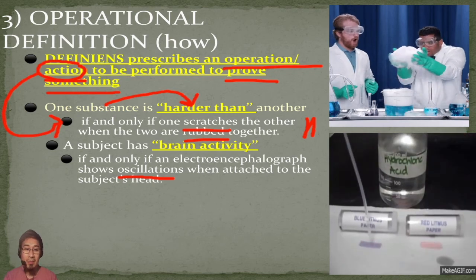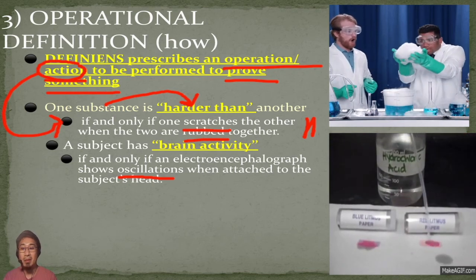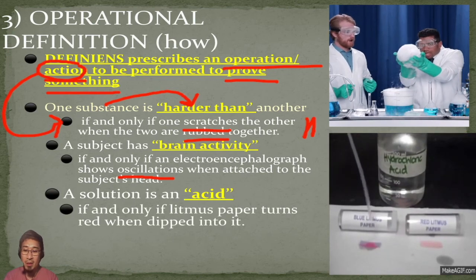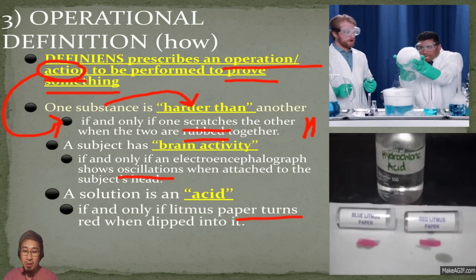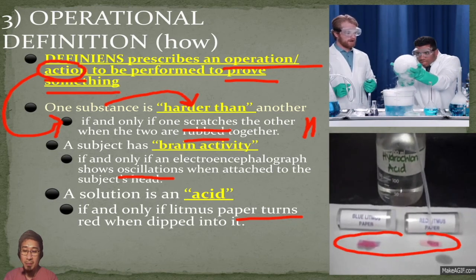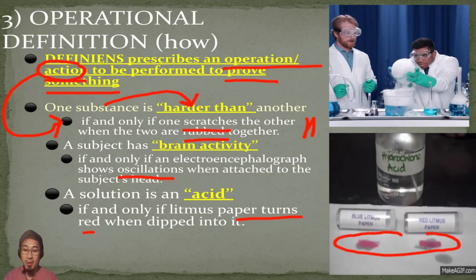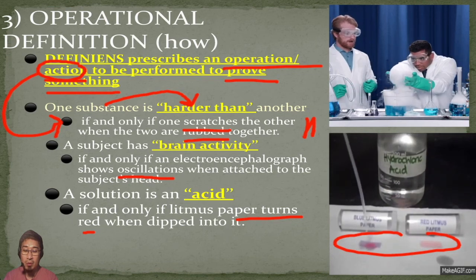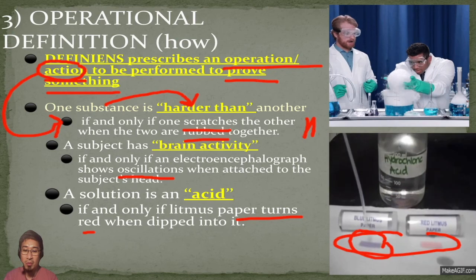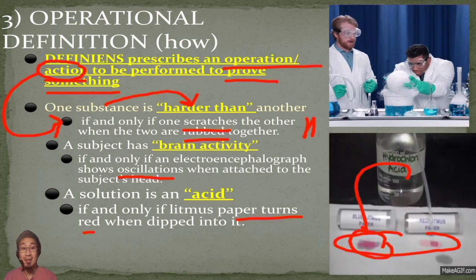Otherwise, kung wala kang makikitang oscillations, walang brain activity. A solution is an acid if and only if litmus paper turns red. That's the action: the paper is turned to red when dipped into it. So ibig sabihin, pag itong blue paper naging red, meaning to say, the solution that we put here in the paper is acid.